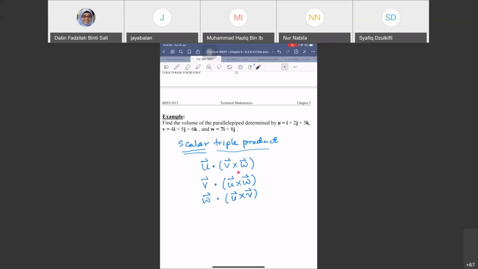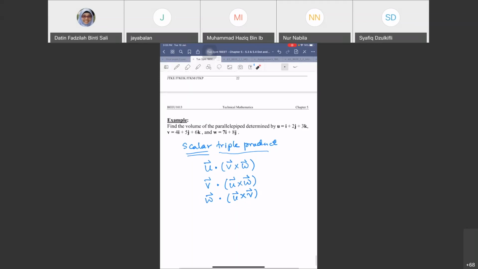you must carry out this first. You must carry out the cross product first. Because why? Because you are going to do a dot product. So this is vector, and you can only dot vector and vector. So that's why you must settle the cross product first, then only finally you dot. Then only lastly you got your scalar number. So that is about this scalar triple product.